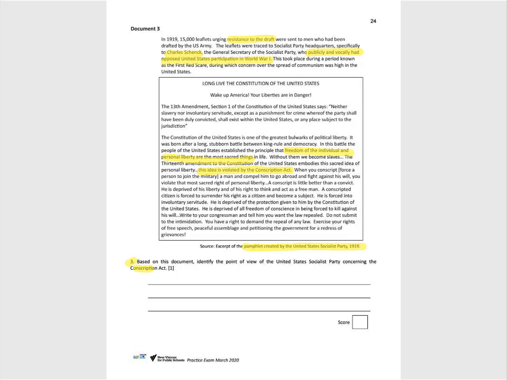When you conscript, which means to force a person to join the military, a man and compel him to go abroad and fight against his will, you violate that most sacred right of personal liberty. A conscript is little better than a convict. He is deprived of his liberty and of his right to think and act as a free man. A conscripted citizen is forced to surrender his right as a citizen and become a subject. He is forced into involuntary servitude. He is deprived of the protection given to him by the Constitution of the United States. He is deprived of all freedom of conscience and being forced to kill against his will.